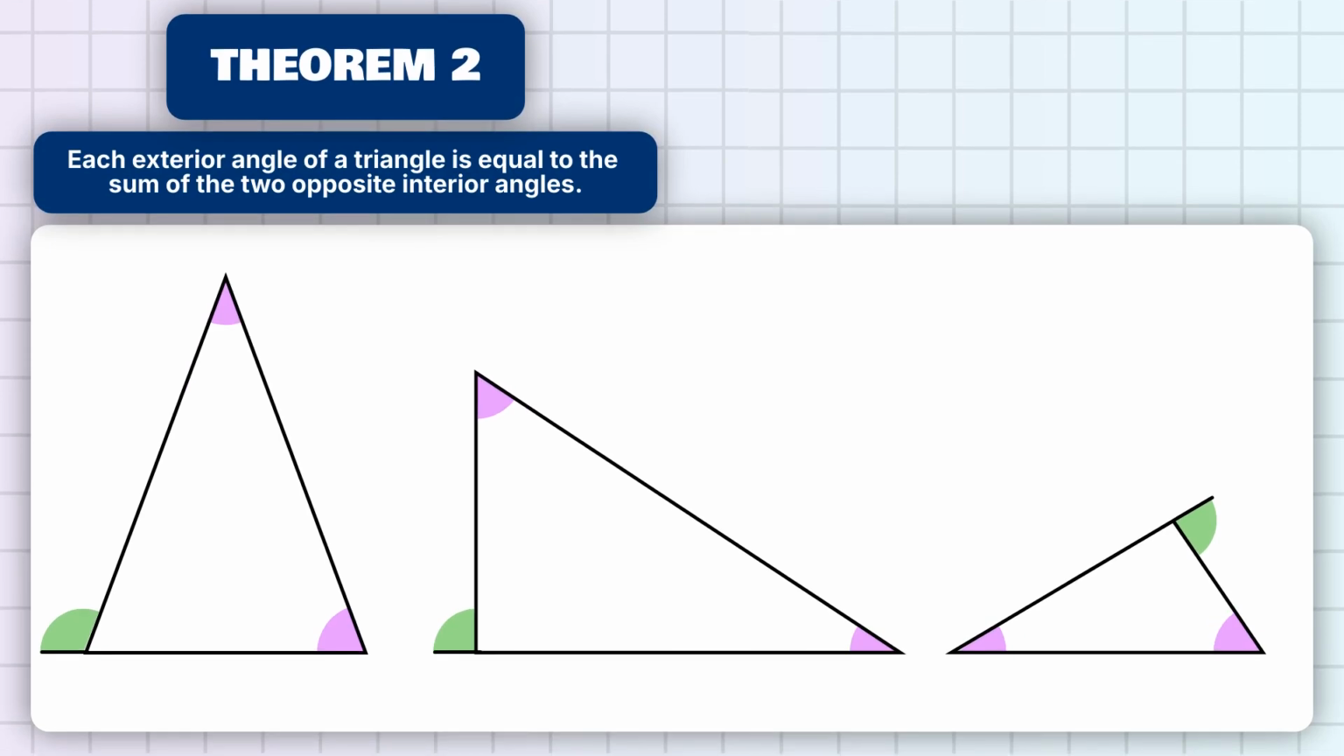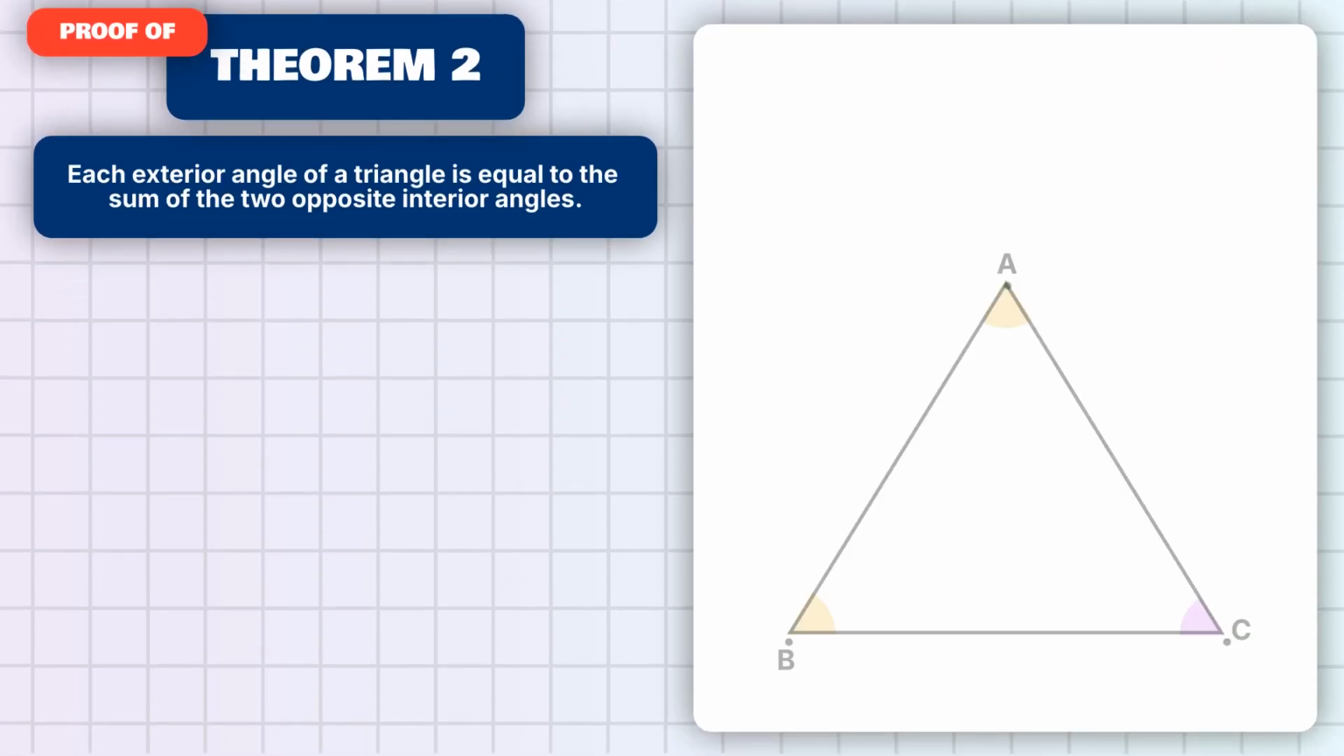Our next theorem states that each exterior angle of a triangle is equal to the sum of the two opposite interior angles. So in each of these triangles, the exterior green angle equals the sum of the two purple angles. To prove this, let's go back to our triangle ABC. Extend one side past point C to point D. Let this extension form angle ACD. This angle is the exterior angle at C.